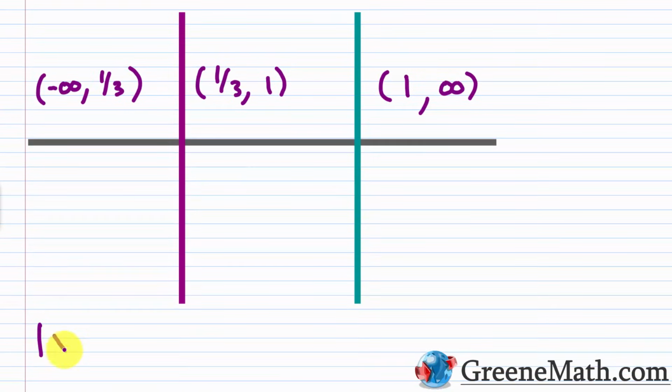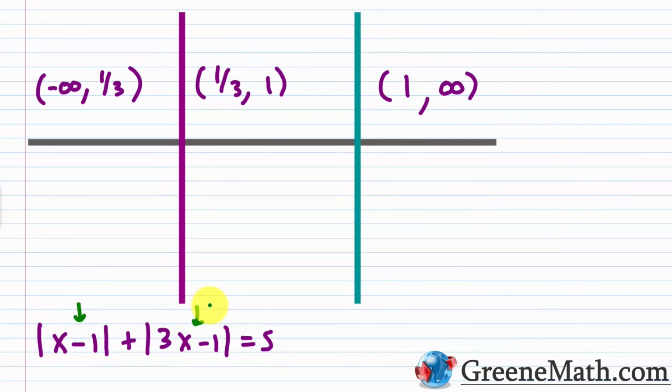So we have the absolute value of x minus 1, plus the absolute value of 3x minus 1, and this is equal to 5. So when we think about this interval, anything that's less than 1/3, we know that both of these would be negative, because this one is 0 when x is equal to 1, and this one is 0 when x is 1/3.